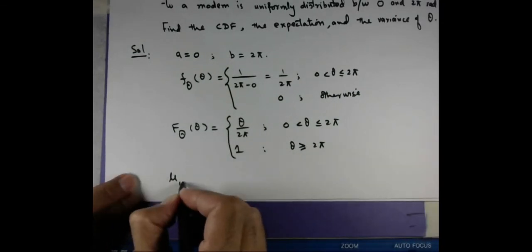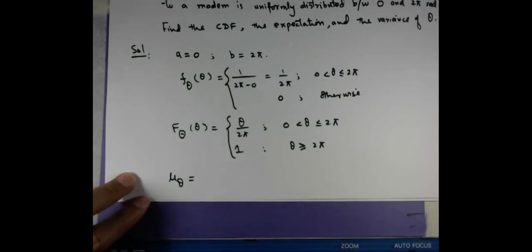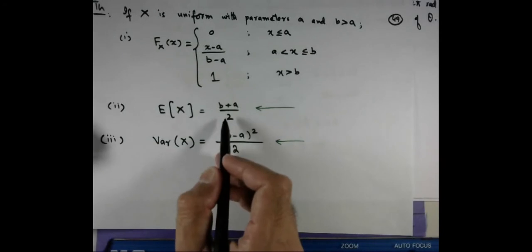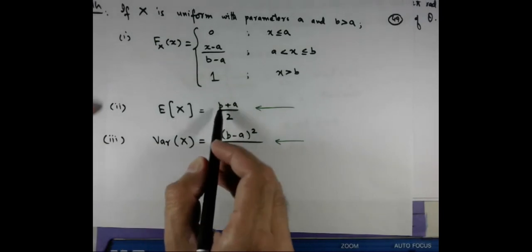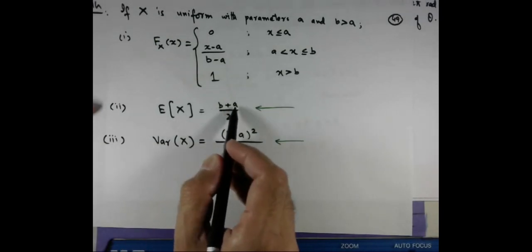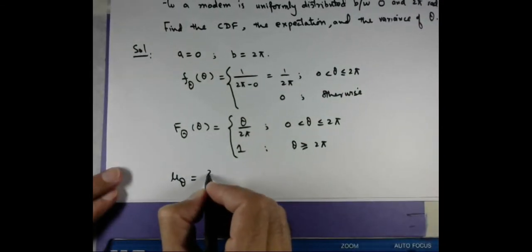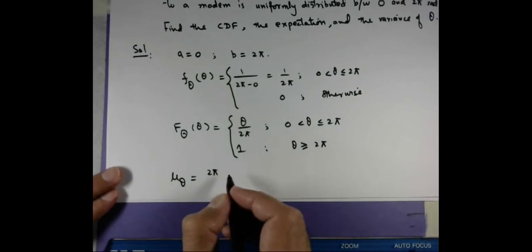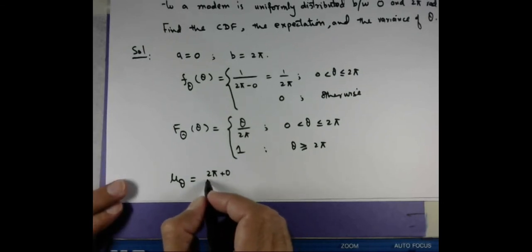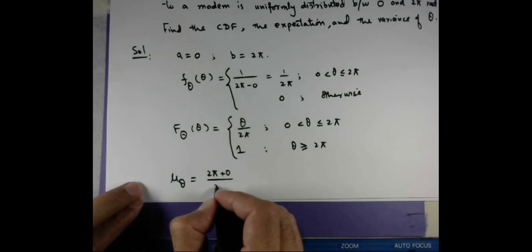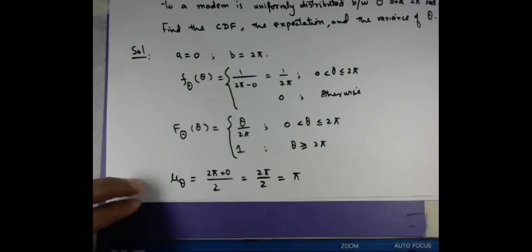What about the mean value? You can directly utilize the formula for the expectation of a continuous uniform random variable: the last point plus the initial point divided by 2. So the last point in the interval is 2 pi plus the initial point is 0, divided by 2. So it is 2 pi by 2, so it becomes pi.